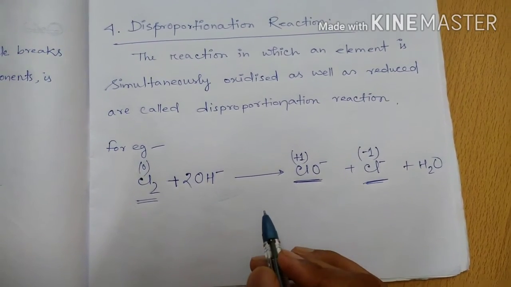Okay, that's why this reaction is a disproportionation reaction. I think these things are clear. That is, the 4 types of redox reaction are clear.